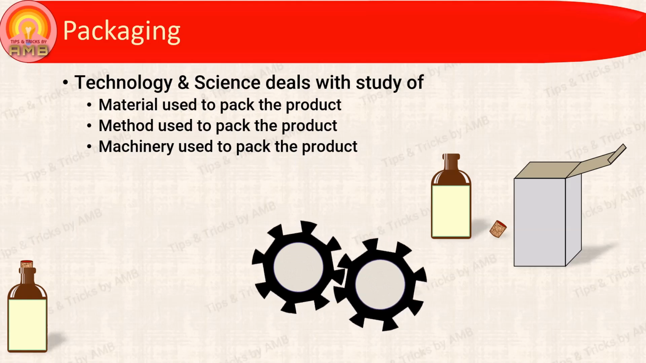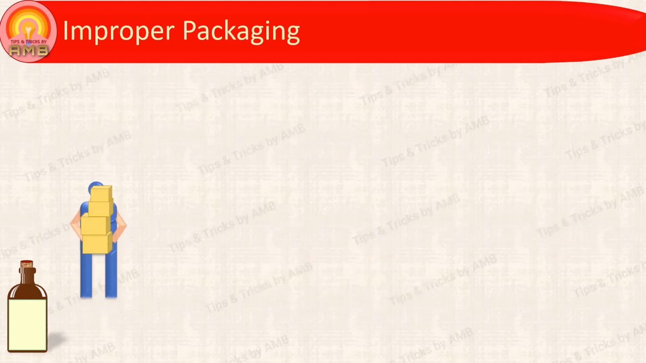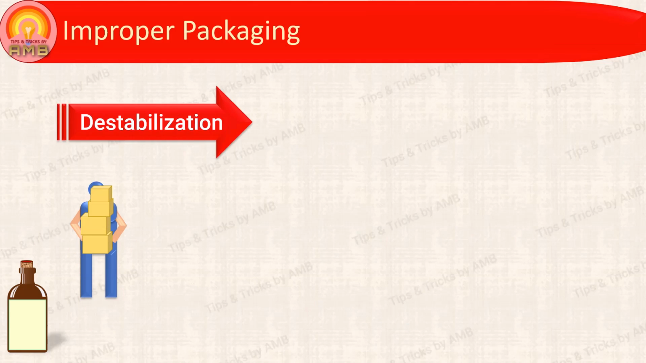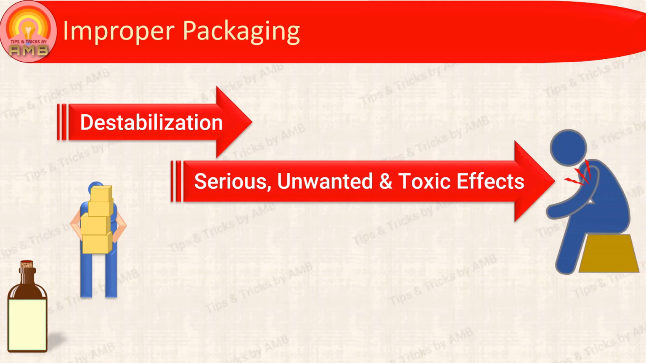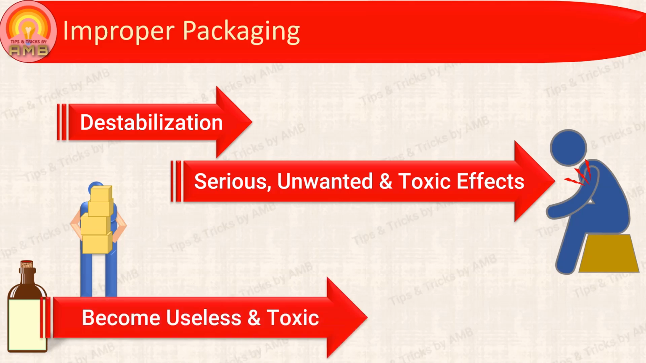Let's discuss what happens due to improper packaging. The final pharmaceutical product ultimately comes in direct contact with containers and closures. Improper packaging and poor quality of containers and closures may lead to destabilization of the drug, producing serious, unwanted or toxic effects in the patient. Even though a product is formulated well, it may become useless and toxic when it reacts with the container material.